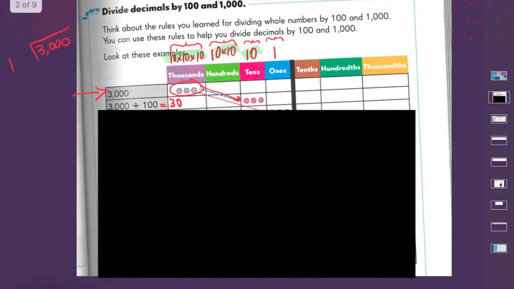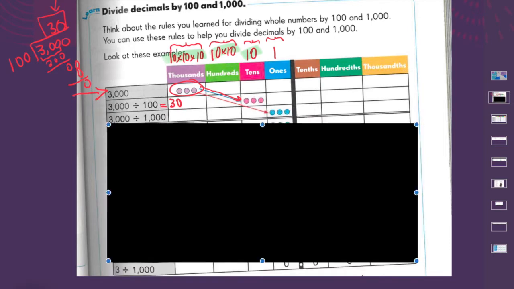And if you wanted to check that using the standard algorithm, we could do that. 3,000 divided by 100. Well, 100 goes into 300 3 times with 0 left over, and 0 divided into 100 equal groups gives us 0 in each group. And you can see indeed that our quotient is 30.